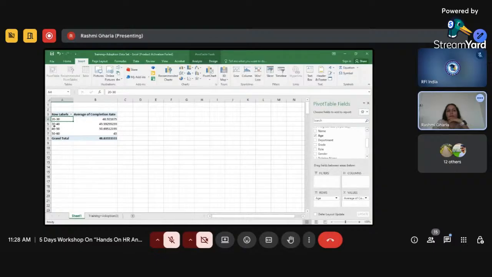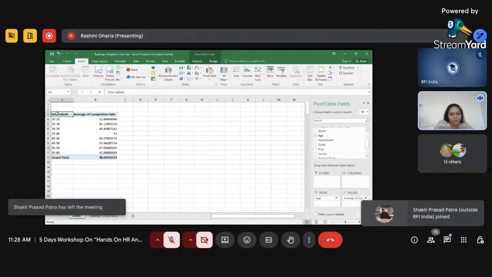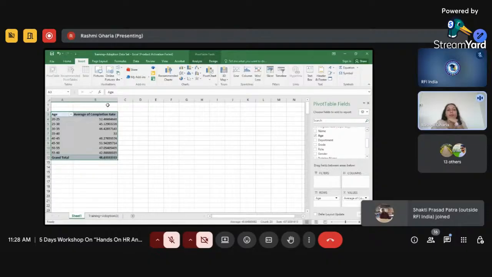I hope all of you are doing it. If you want, you can do the bifurcation by 5 also. If you write 5, you will get a more clear picture, right? So here it is age, and here it is the completion rate. So what can I interpret out of this?